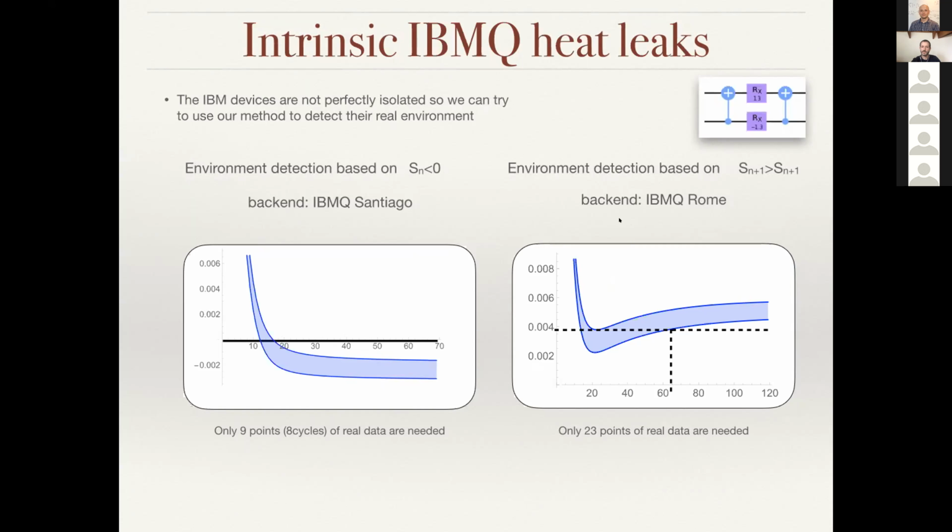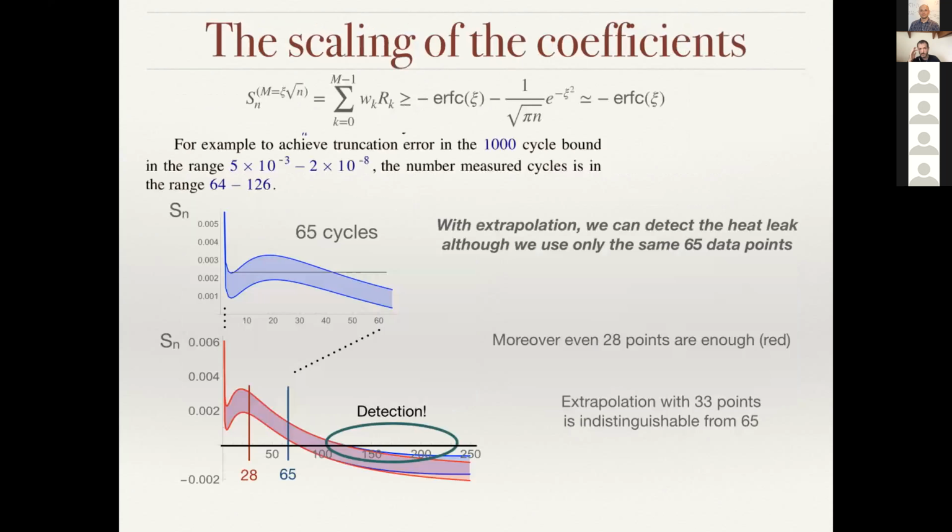And another way of detecting a violation is to use the fact that this series should be monotonically decreasing. And what we see here, we don't have negative values in this processor called Raam of IBM, but we do have a violation of monotonicity. So this is the first point, according to the uncertainty, that we can say that it's actually rising. And in this case, only 23 data points were actually needed, even though we have more points here. So this is what I want to explain now.